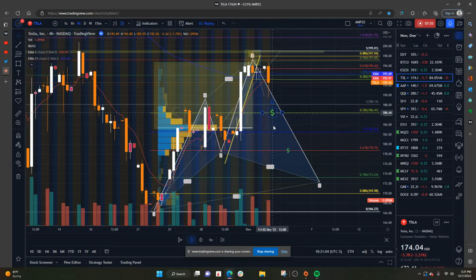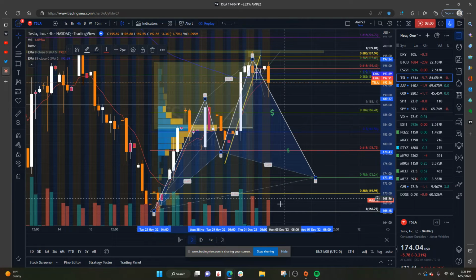Now, this is such a clean pattern. I had a very good feeling that this would at least touch 786. So I'm going to show you really quick how this works.